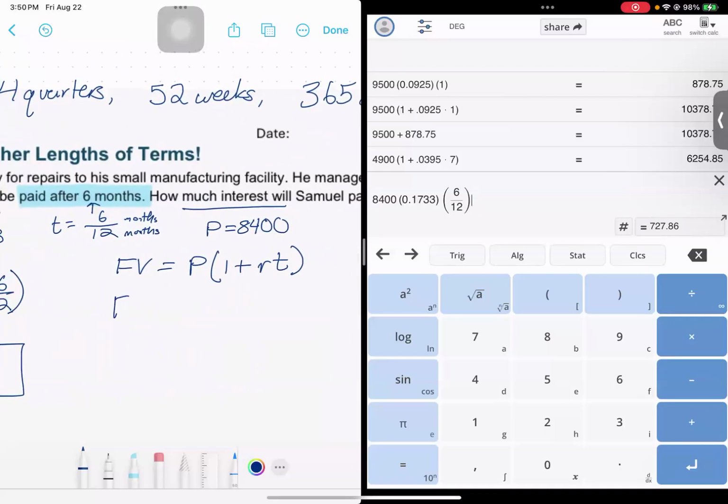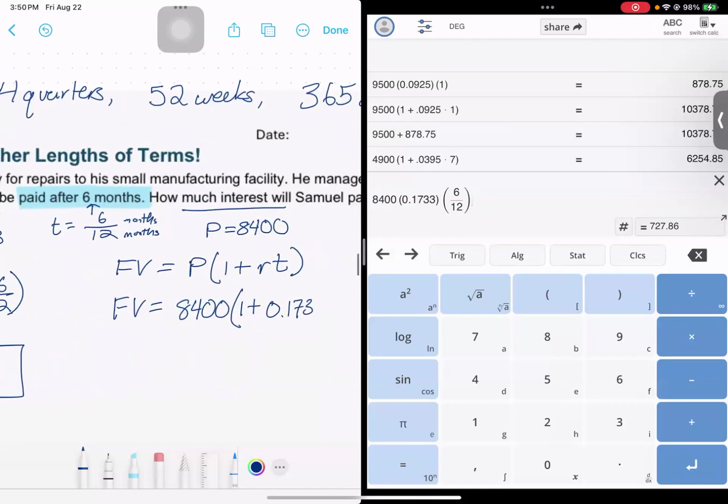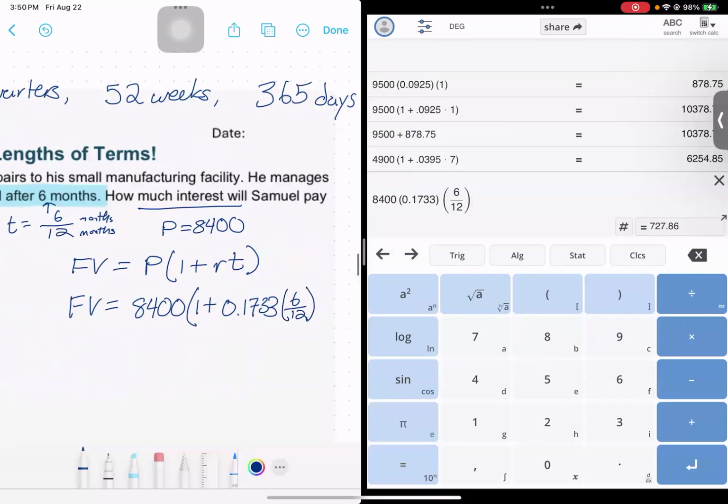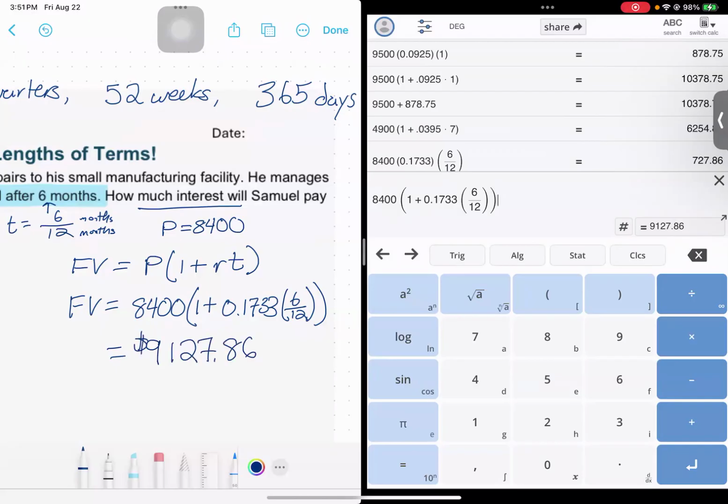Now, over here, the future value is how much he'll have to pay back at the end. We have the same $8,400. 1 plus that rate was 0.1733, and the time is still that fraction of 6/12. Now, I am careful with my parentheses. Notice how I have the nested parentheses in here. So when I plug it into my calculator, 8400, open, 1 plus 0.1733, another open, 6 out of 12, and then close. Oop, over arrow so I can close and close again. And now we're ready to rock and roll. $9,127.86. Samuel will owe $9,127.86.